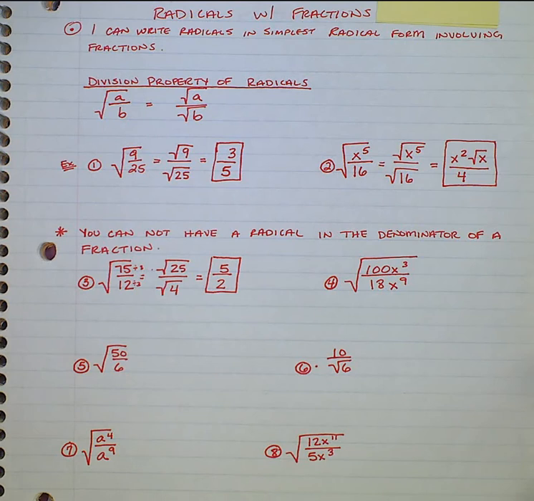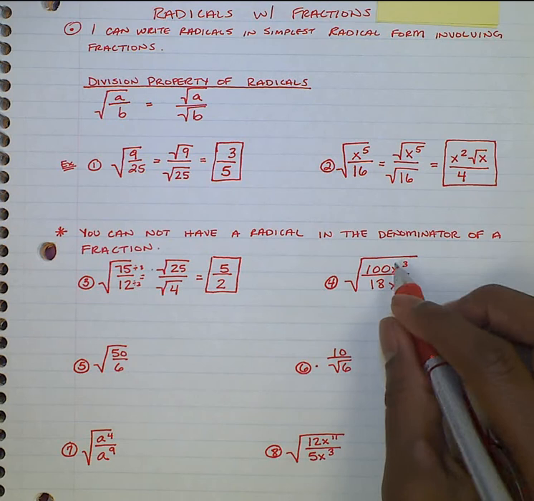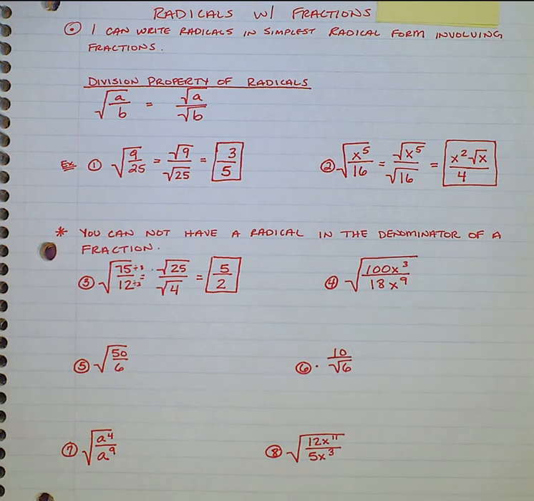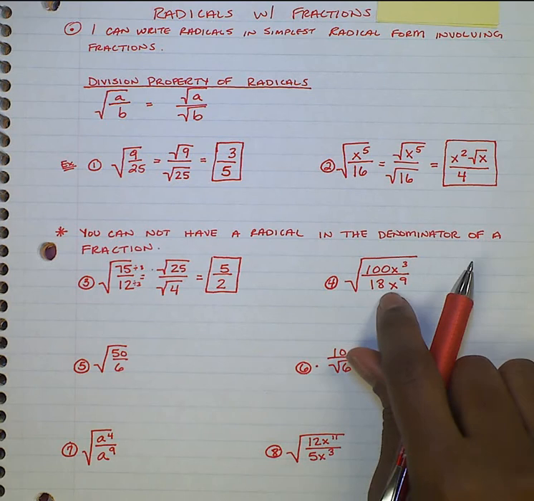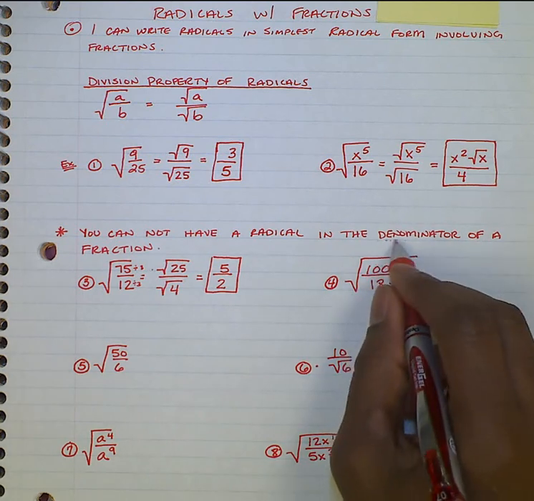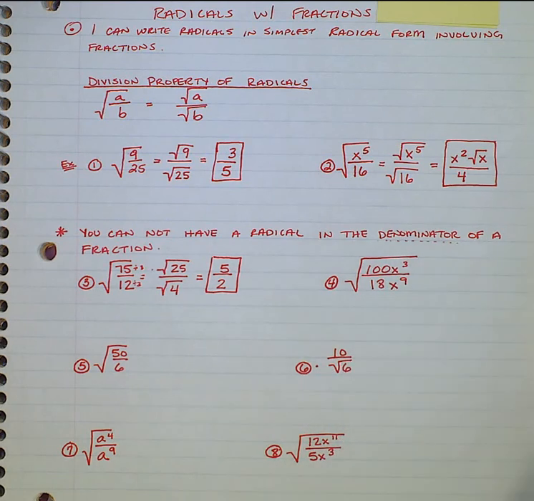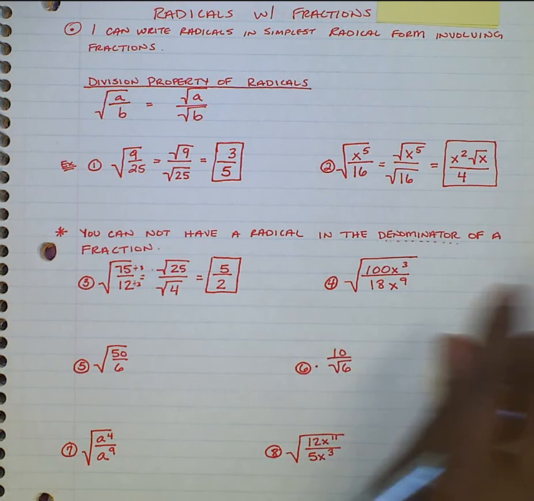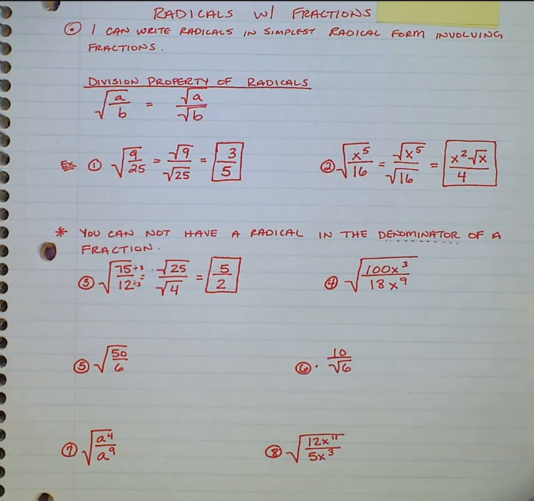Looking at number 4, hopefully I gave myself enough space. I have 100x to the third over 18x to the ninth. Again, the toughest part is making sure that my denominator works out really nice. So I'm going to try to simplify this first, because my denominator is not a perfect square as it is. I might as well, if I can simplify it, simplify it.